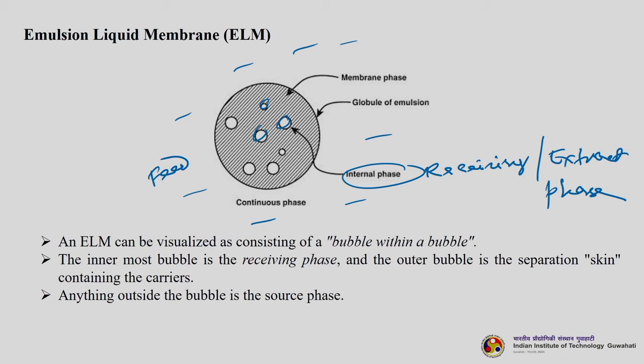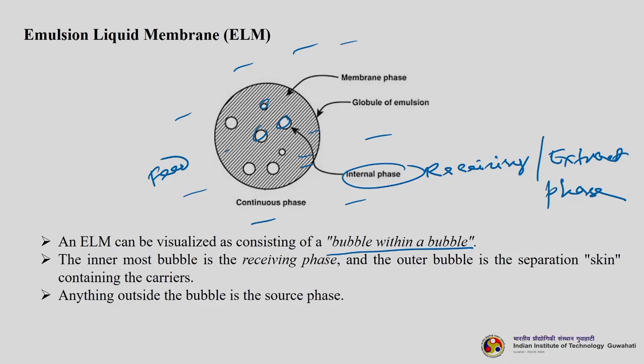This is the hatched portion, which is all your membrane phase, and inside that there is an internal phase. You can visualize it as a bubble within a bubble. It looks like a big bubble with so many small bubbles. Exactly, it looks like this if you take the emulsion and put it under a microscope. So, the innermost bubble is the receiving phase, and the outer bubble is the separation or skin containing the carriers. Anything outside the bubble is the source phase or your feed phase.